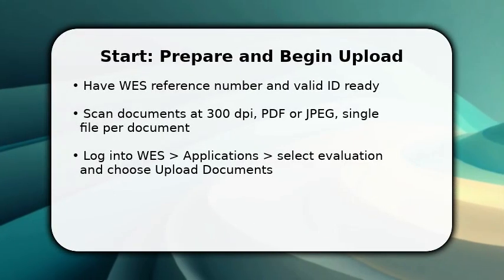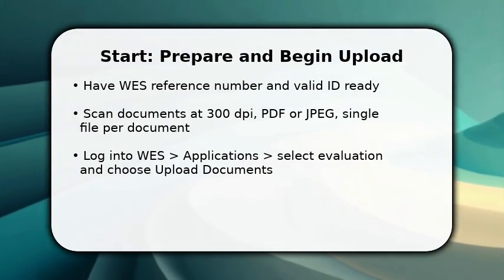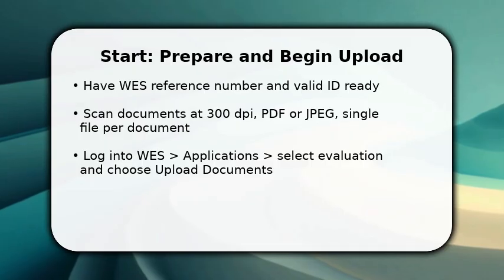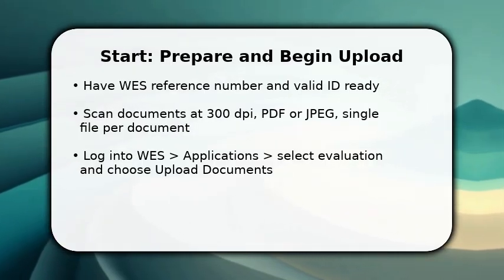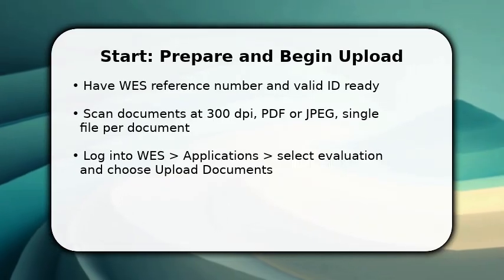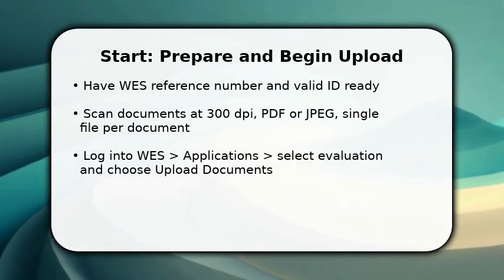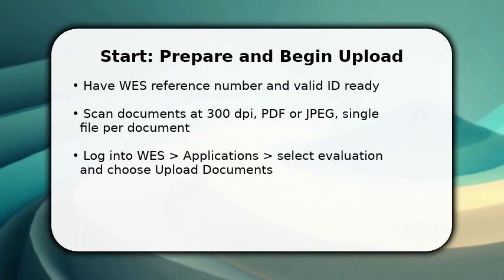You have your WES reference and ID ready. Begin by logging into your WES account and opening the correct evaluation. Next, scan each document at 300 dpi and save as PDF or JPEG. This ensures clarity and acceptance.